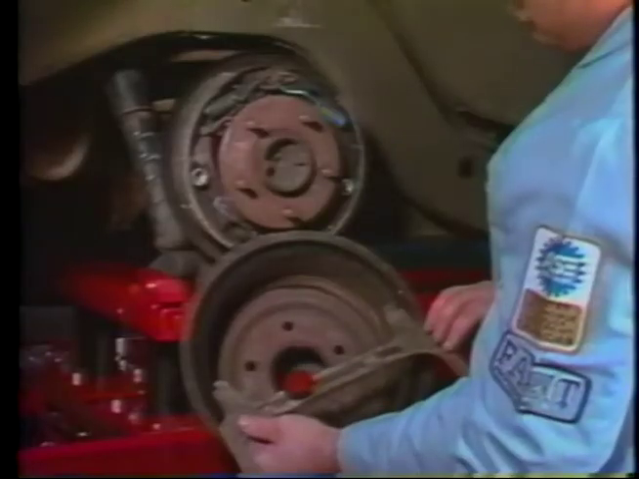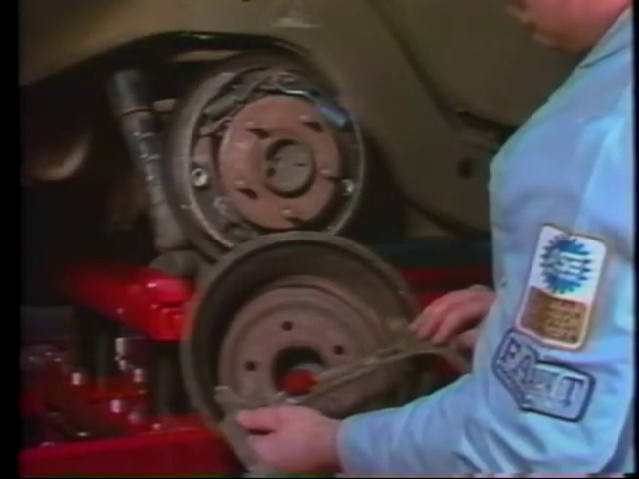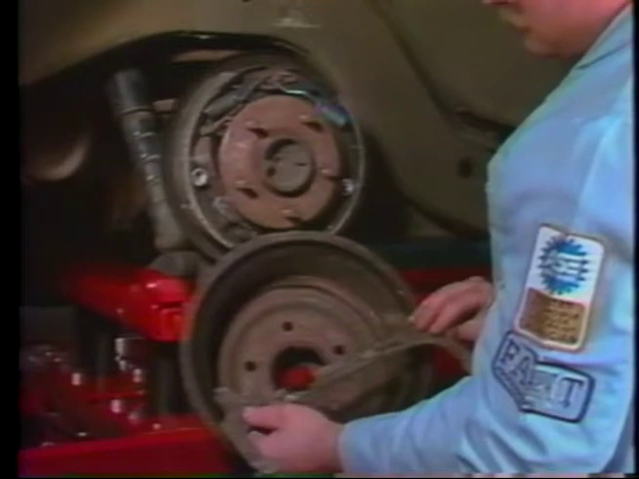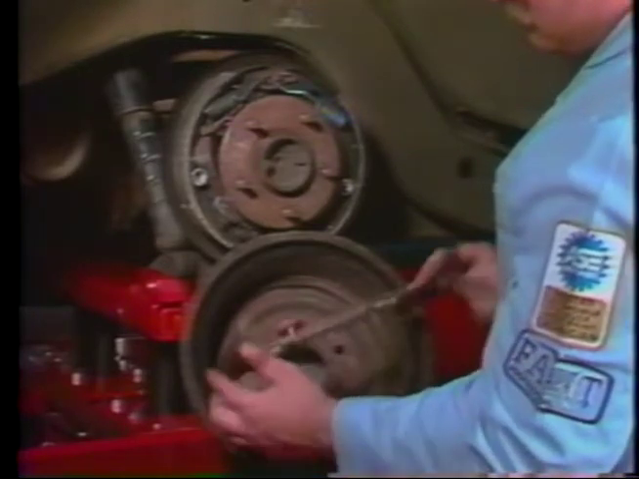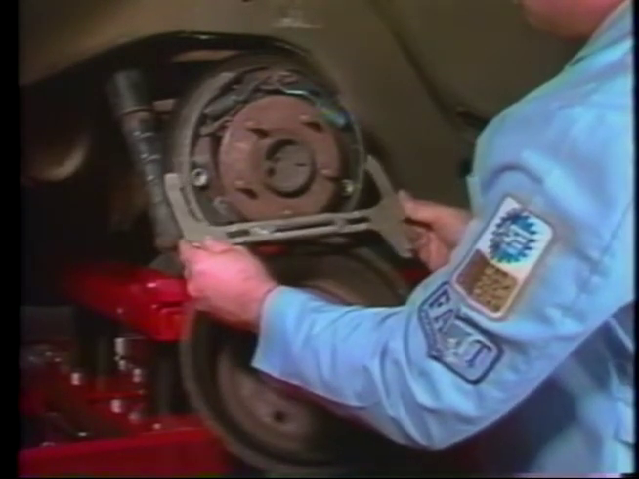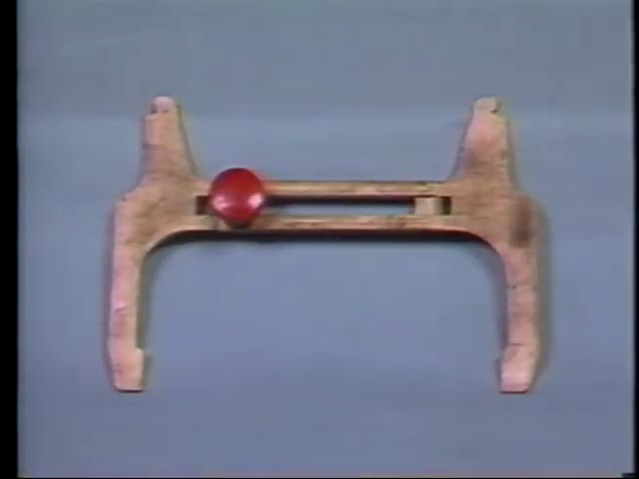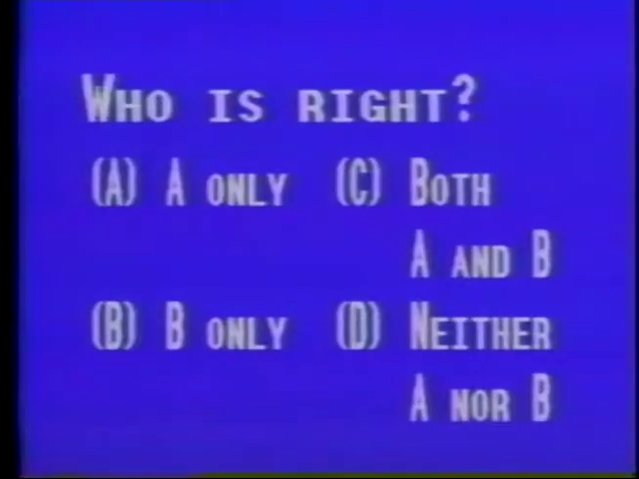Technician A's statement is true. After replacing brake shoes, this tool is used to measure the approximate drum inside diameter. The brake shoes are then adjusted to match. Technician B's statement is false. While this tool looks like it would work for checking brake drums for out of round, it doesn't provide an accurate measurement. The correct answer is response A.